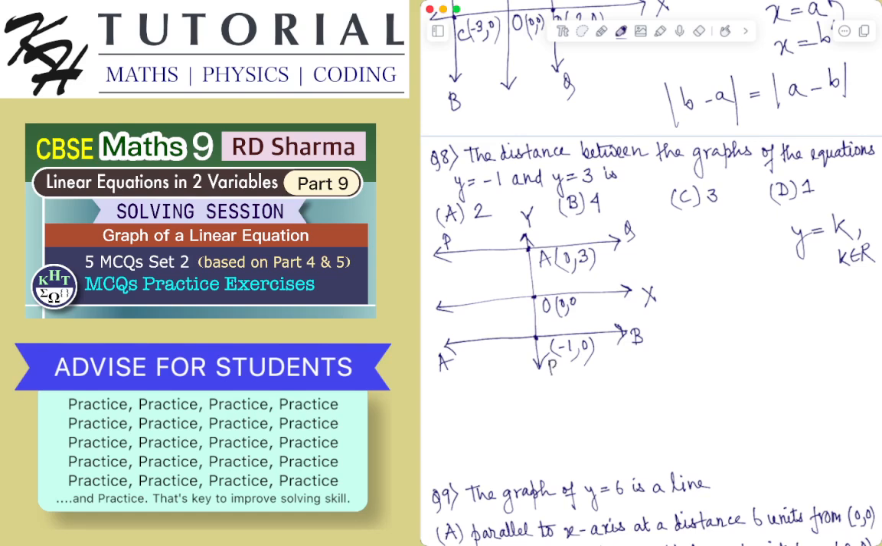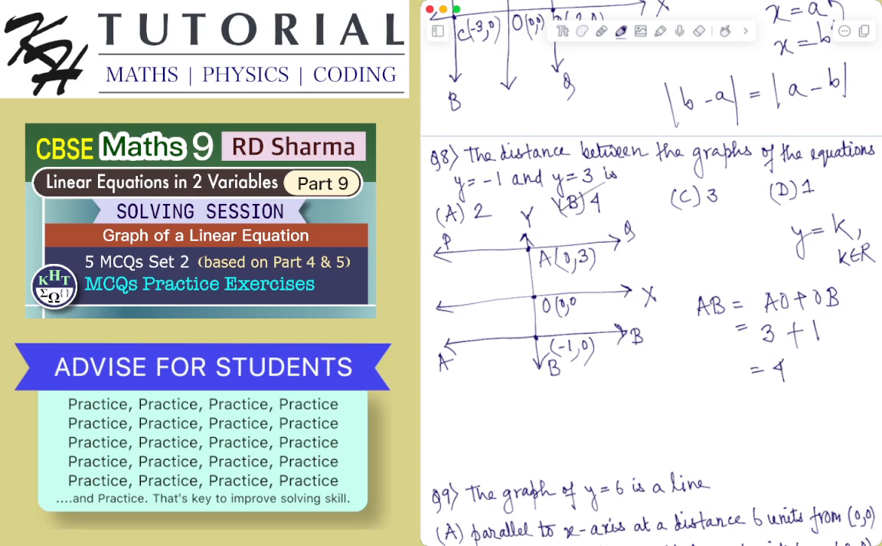Let that point be B. So basically we are asked to find the distance between the lines PQ and AB, which is basically AB, which is also equal to AO plus OB. What is AO? The length of AO is the distance of the point A from the origin, which is obviously 3, and OB is the distance of the point B from the origin, which is 1. So this is 4. So the correct choice is B.